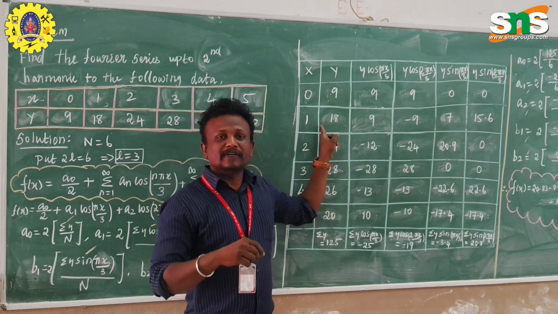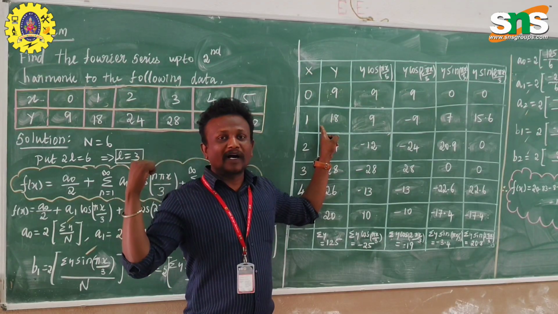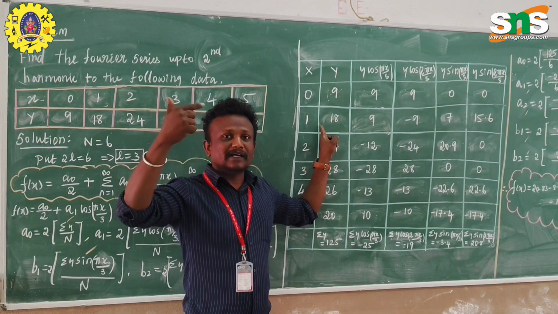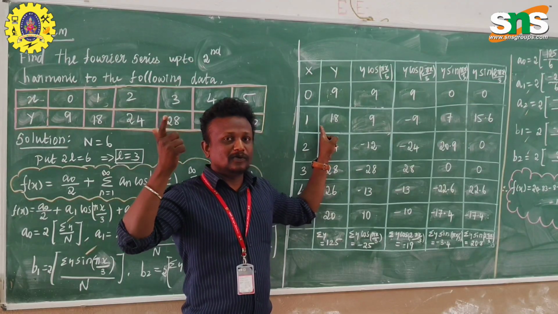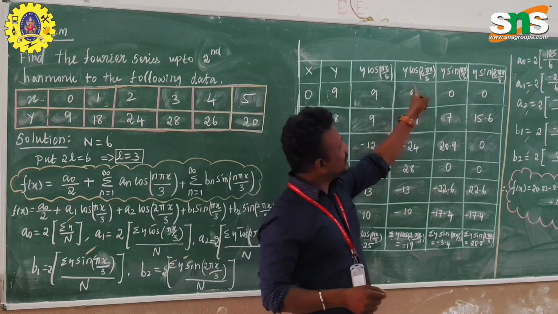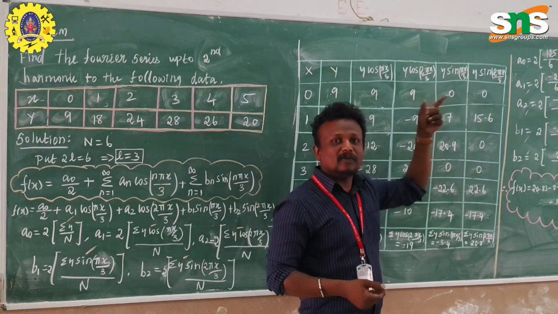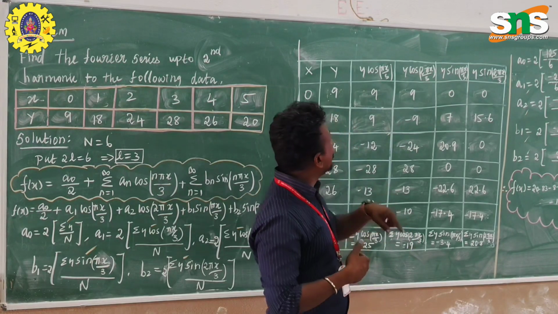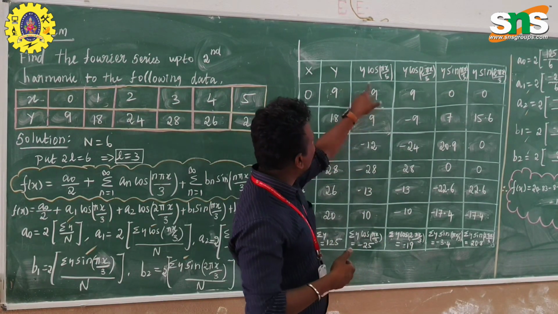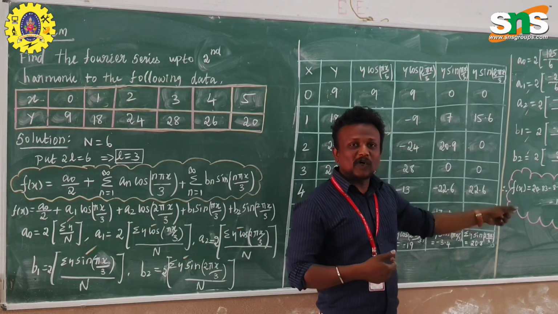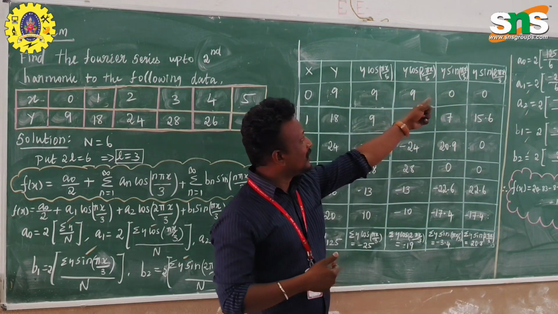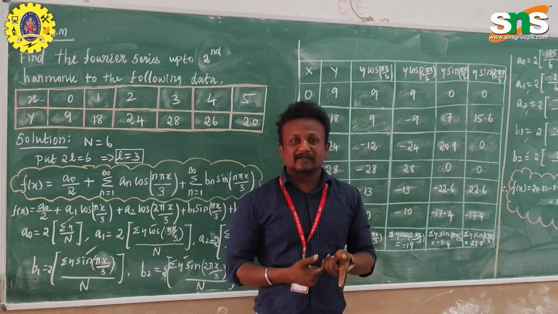In step 2, we are going to find all the required numerator parts in A1, A0, B1, B2. I have written all the required parts here. What we require is the summation of y, the summation of this part, this part, and this one and this one. All the summation values of these headings are what we require.